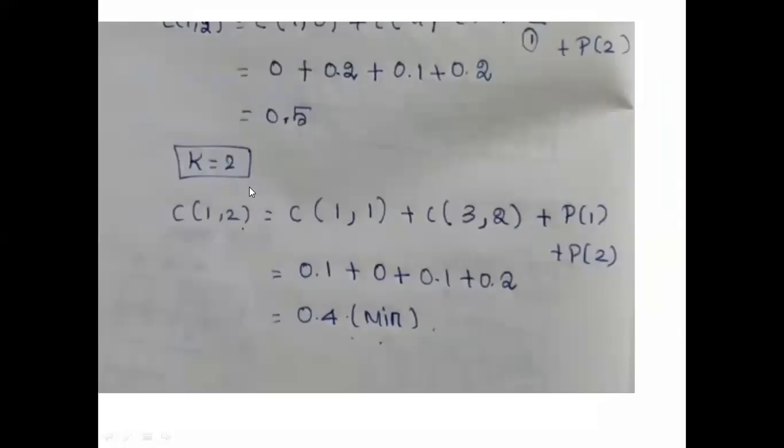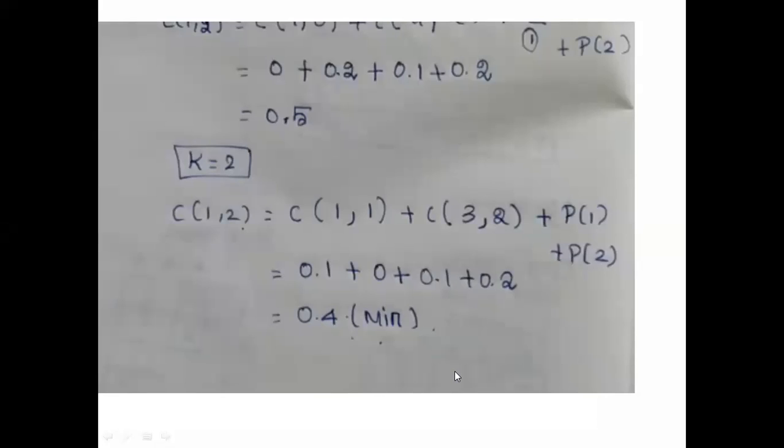Now we are substituting k equal to 2. Similar to the same formula, C of i comma k plus k minus 1, that is 2 minus 1, 1, plus C of k plus 1, 2 plus 1 is 3. J is 2. P of 1 and P of 2 we already know. That is 1 comma 1 from the table, 0.1. 3 comma 2 is 0. And P of 1 plus P of 2 is 0.1 plus 0.2, that is totally 0.4.